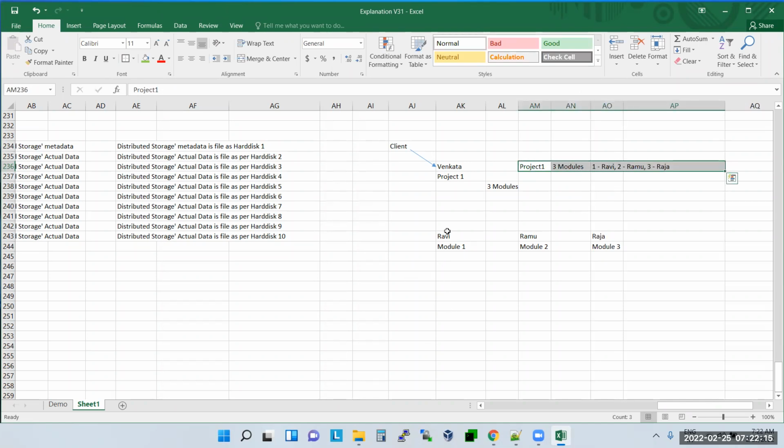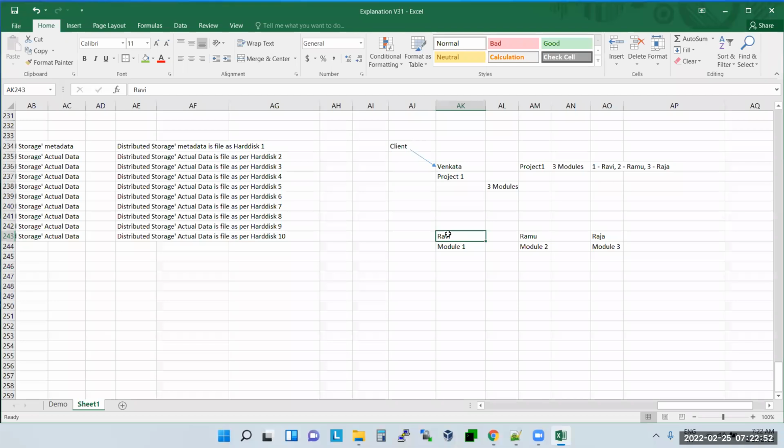Now tell me, does Ravi know that this module is part of a project, yes or no? As per Ravi, Venkata is telling him, hey Ravi, I'm giving some work, you do it. He is not talking about the project. He tells Ramu, you take this work and do it. And he tells Raja, you take this work and do it.